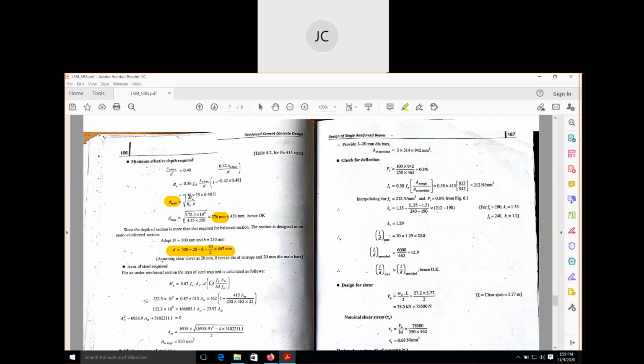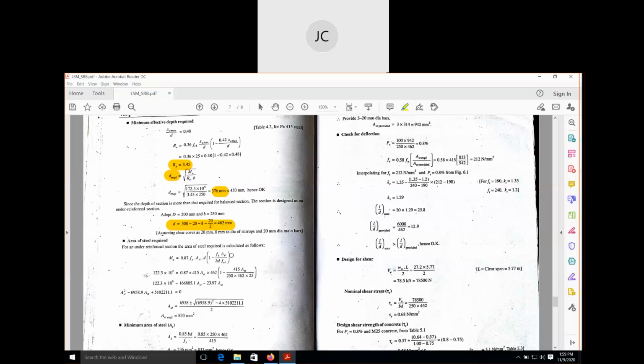Okay, so next we have to find out the area of steel. Area of steel for an under-reinforced section, this equation you will get from IS 456 Annex G. For this equation all the values are known except Ast. So you put all the values and you solve it. If you solve the equation, you will get area of steel required is 833.